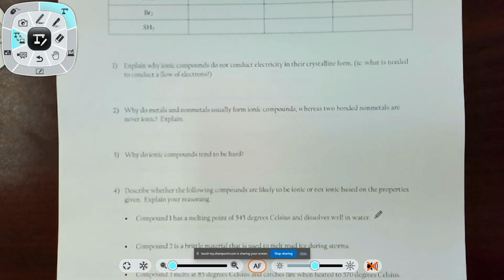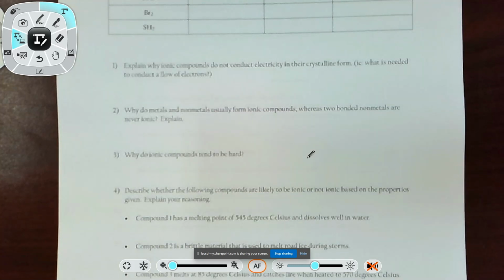But the problem in the crystalline form is that it doesn't meet qualification number two. Those ions cannot move, so they're stuck. The electrostatic force of attraction binds them together in a solid form. So the cations and anions can't move together.